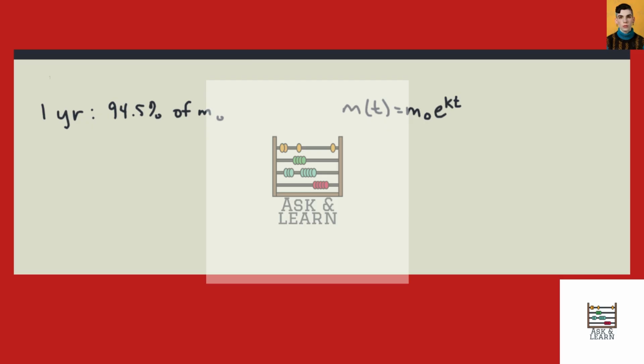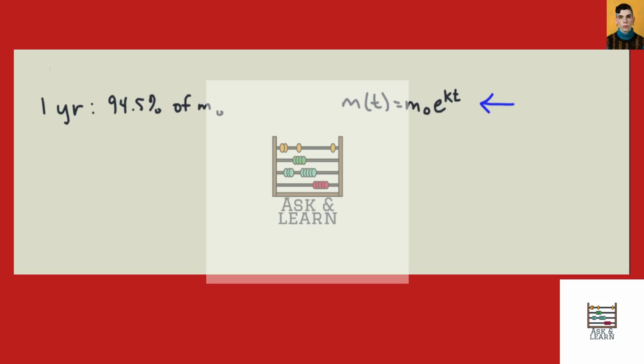We're doing a decay problem, so we're using the model m equals m naught e to the kt, which is the same as the population growth model. We just are using m instead of p, and the value of k is going to be negative instead of positive since it's not growth. Okay, so what we want to do is find the half-life.